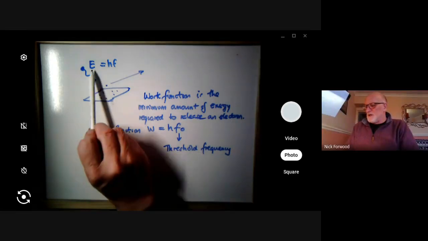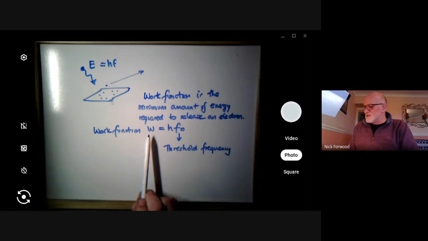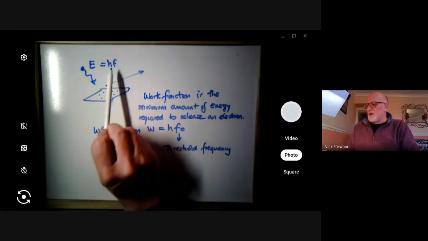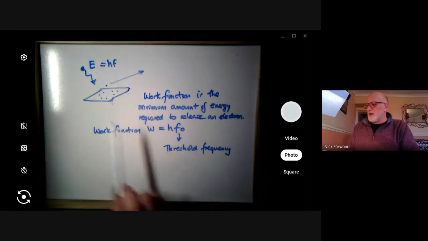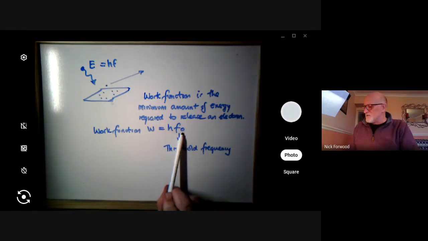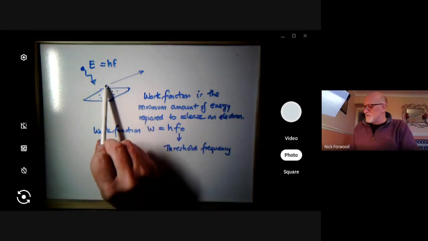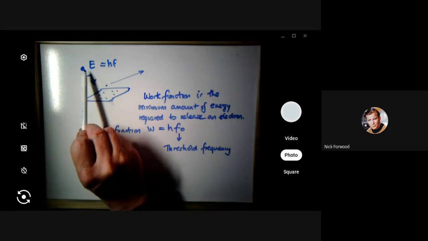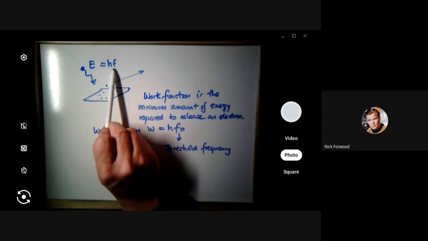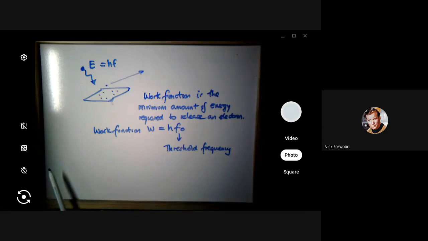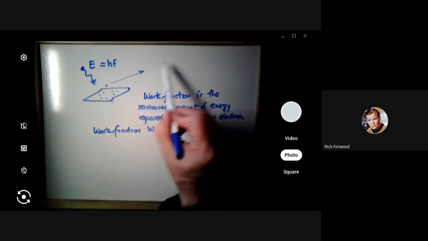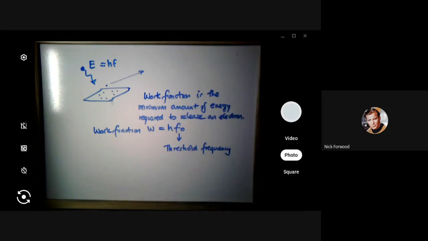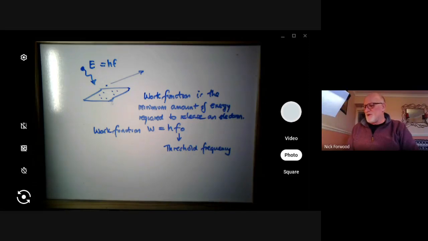If the energy carried by the photon is the same as the work function, that means the incoming frequency is the same as the threshold frequency. Then the electron will just sit there. And if the energy carried by the photon is more than the work function, that's because the frequency is higher than the threshold frequency. Then the electron can be ejected and it can move off with some sort of speed. That's three things we need to look at.